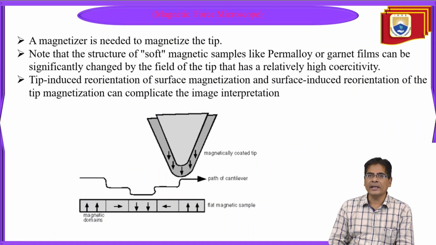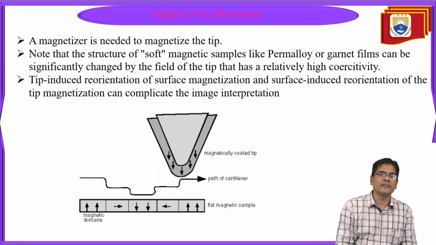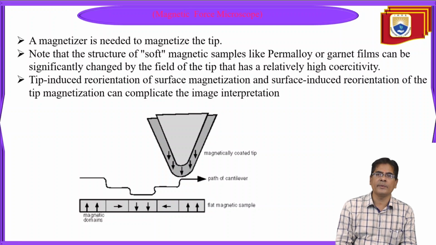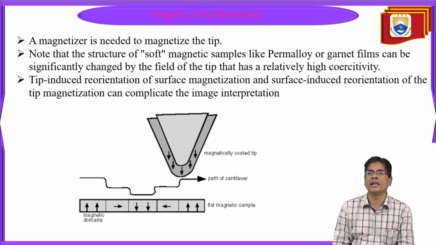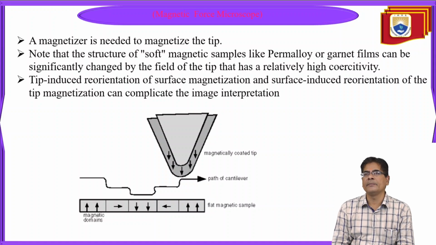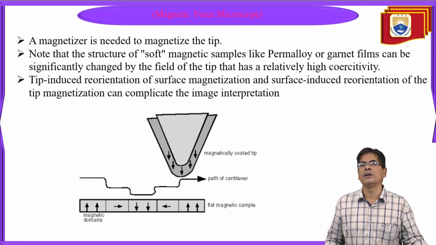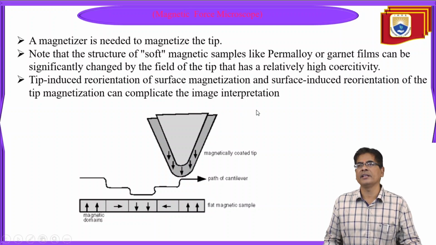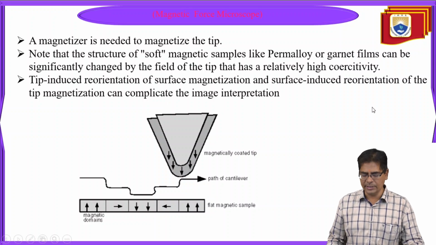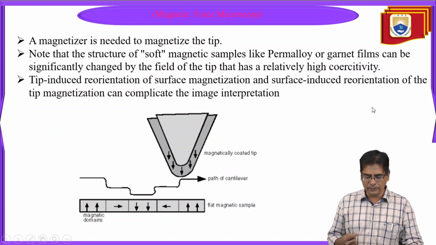Right. So a magnetizer is needed to magnetize the tip. Note that the structure of soft magnetic samples like permalloy or garnet films can be significantly changed by the field of the tip that has a relatively high coercivity. Tip-induced reorientation of surface magnetization and surface-induced reorientation of the tip magnetization can complicate the image interpretation. So this is how the image interpretation of the sample takes place, right?